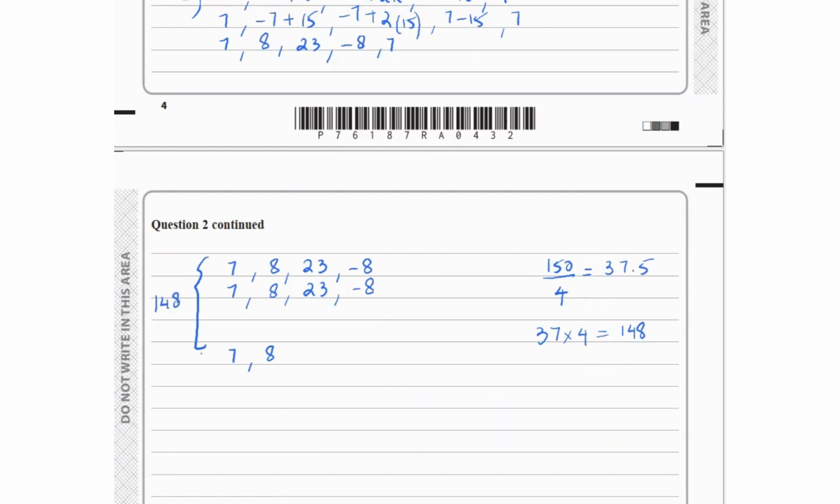148 terms, and then this is the last 2 terms. Okay, so the 148 terms are going to end with 7, 8, 23, negative 8, again 7, 8, 23, negative 8, and so on. And then after that, we have a 7 and an 8. So if you notice, we have 38 sevens, we have 38 eights, then we have 37 23s, and 37 negative 8s.